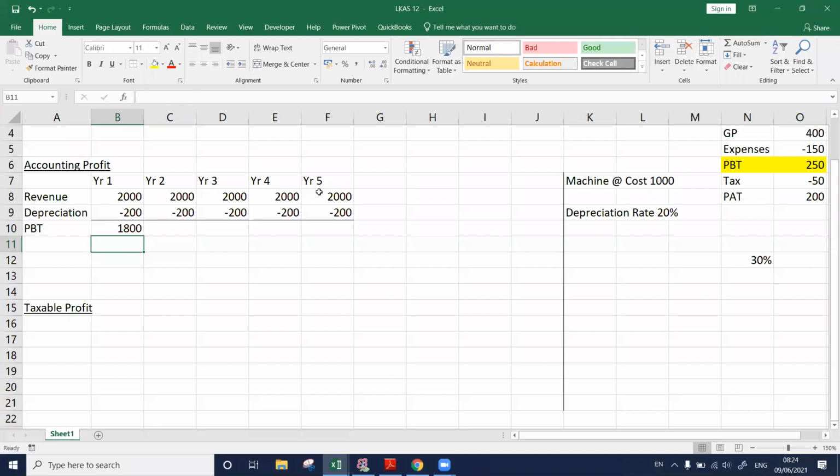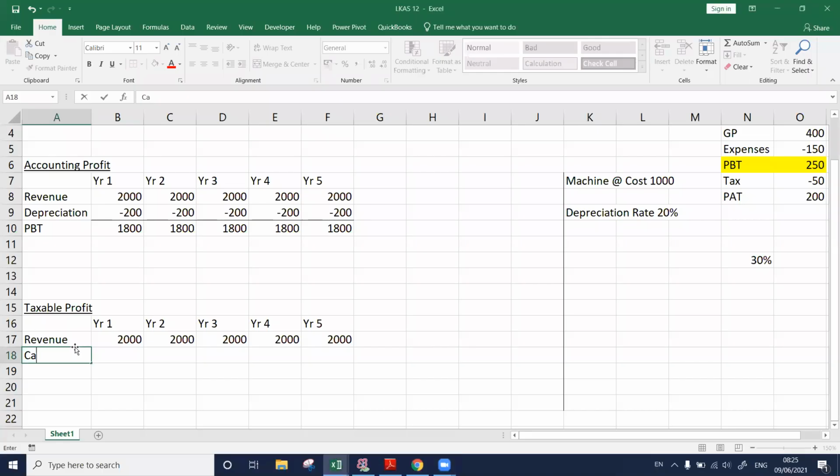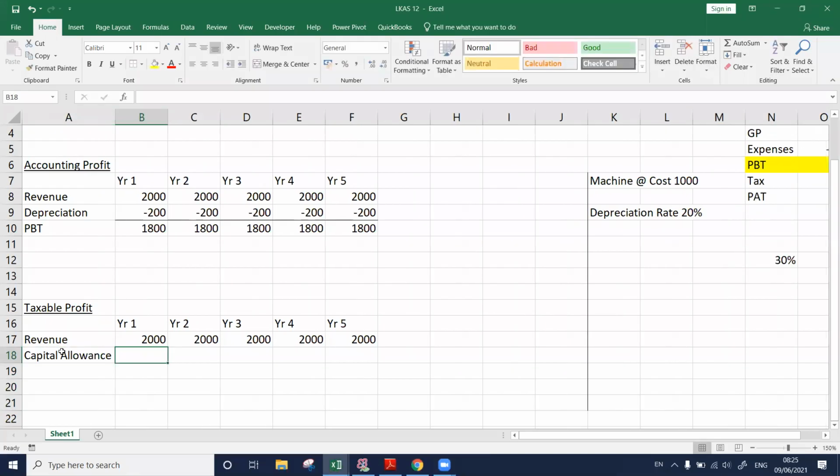I will take the same situation here as well. For the whole 5 years, the revenue is 2000. When talking about taxable profit, let's assume the revenue does not change. But in taxation, what happens? Depreciation expense is not allowed. Capital allowance is allowed. Depreciation is not allowed when computing the taxable profit. Assume the capital allowance rate is 25%.